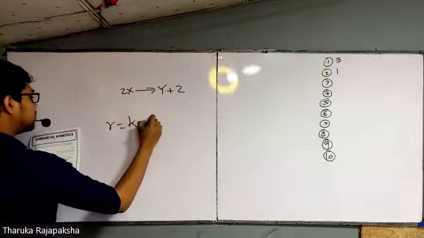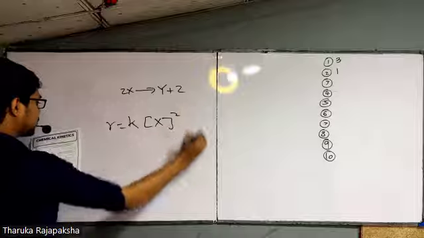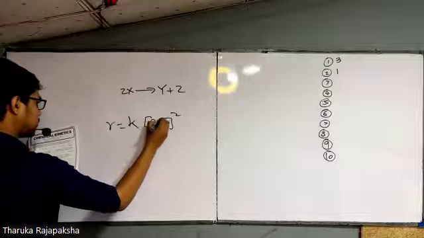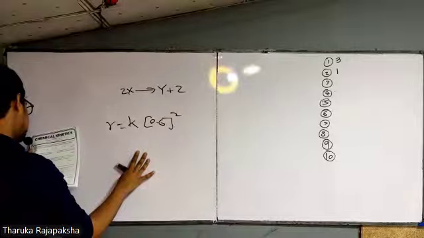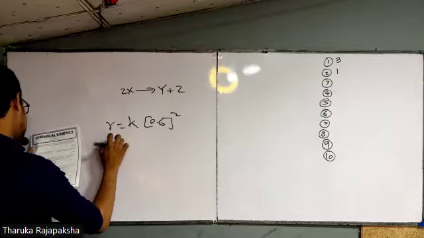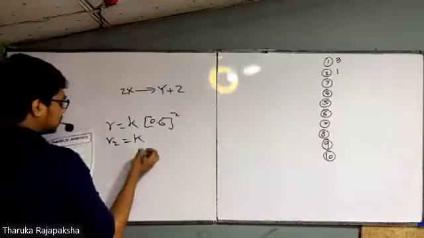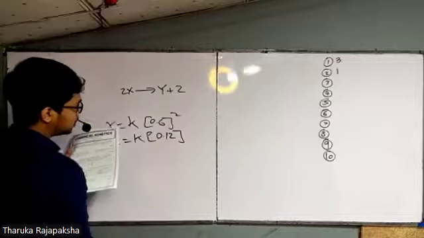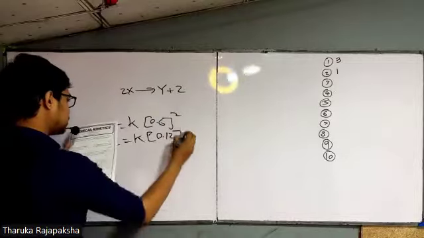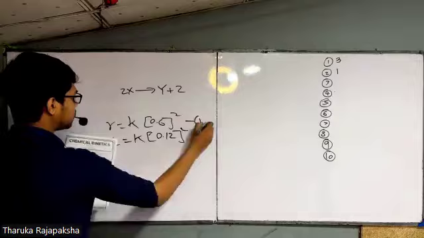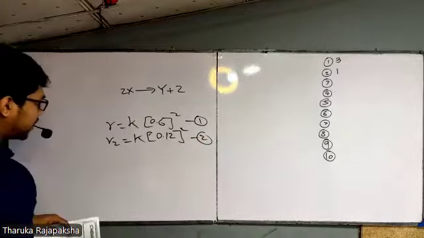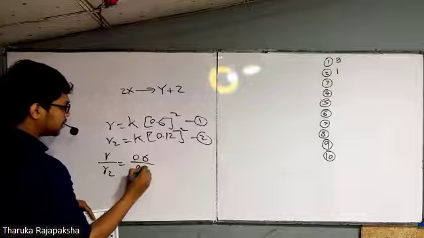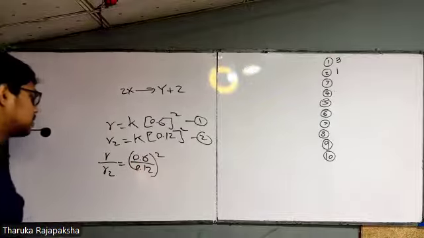R equals K times concentration of X squared, right? Initially. That means this one becomes 0.6. Right? 0.6. Rate of the reaction is R, okay? Then R2 is K times concentration 0.12, right? 0.12 squared. So now you can divide this by this. R divided by R2 equals 0.6 over 0.12 whole thing squared.